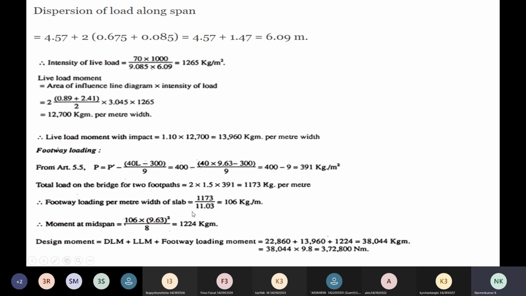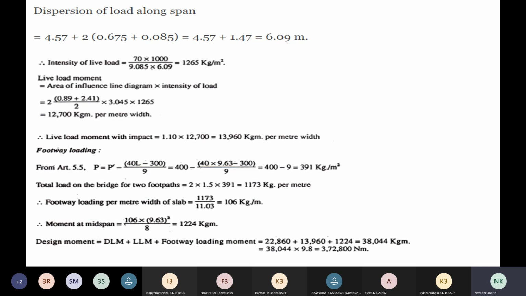Now the design moment is the sum of the moments from the three categories: due to the dead load, due to the live load, and due to the footway load. 22,860 is due to the dead load moment. 13,960 is due to the live load moment. Then 1224 moment intensity is due to the footway loading.